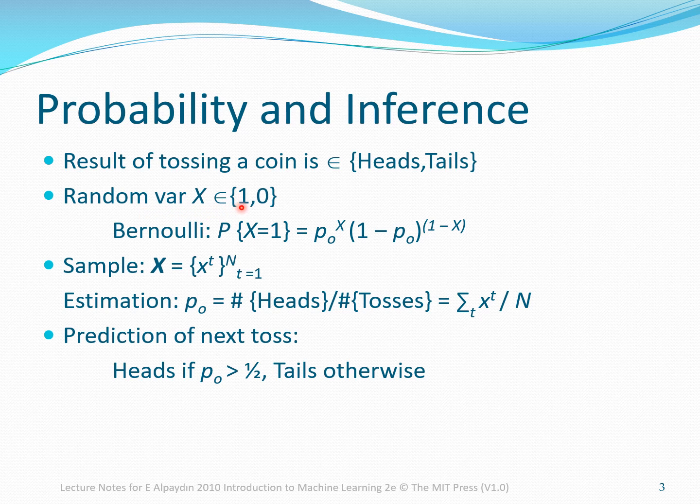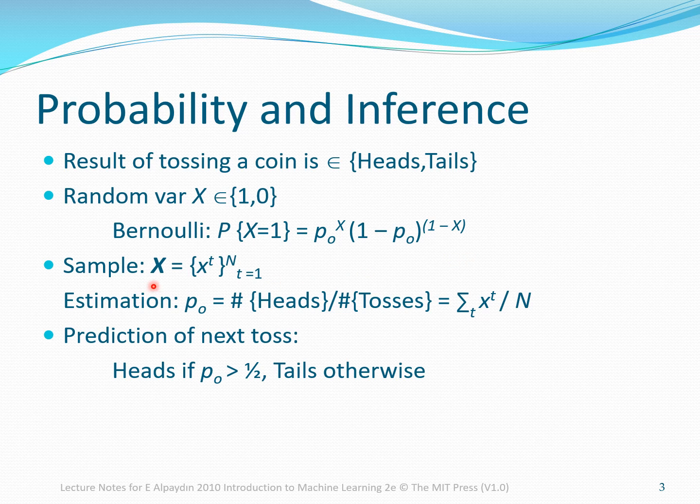that takes one of two values, let's say x, where x equals 1 denotes that the outcome of a toss is head, and x equals 0 denotes that the outcome of the toss is a tail. Such x are Bernoulli distributed, where the probability that the outcome is head is P(x=1) = p0^x (1 - p0)^(1-x).